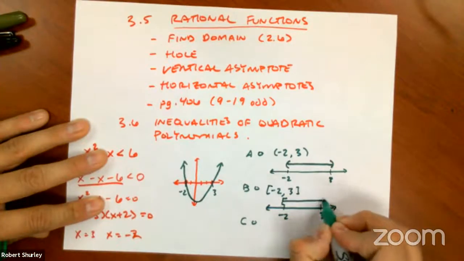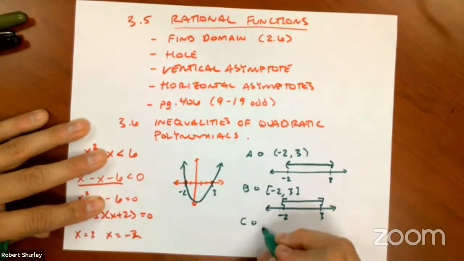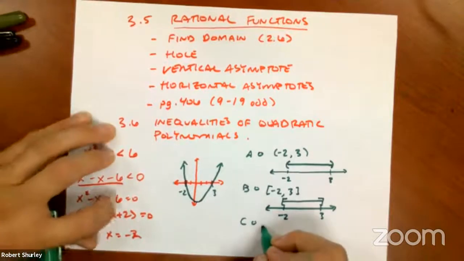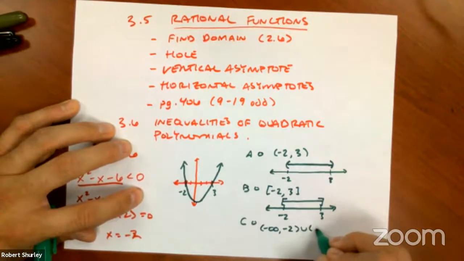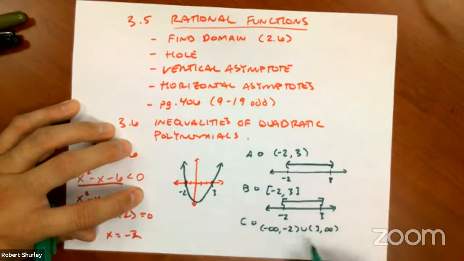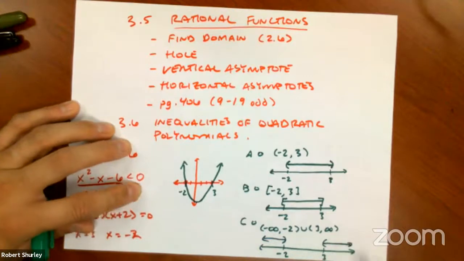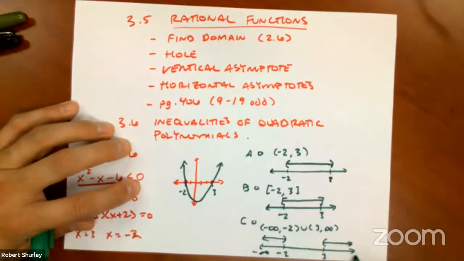They'll do a bracket in between here. And maybe C is where you don't, it's the opposite. So you've got negative infinity to negative 2, and then union 3 to infinity. So on a number line, it would look like this. We got negative 2, 3. It would look like that. We got negative infinity, positive infinity.